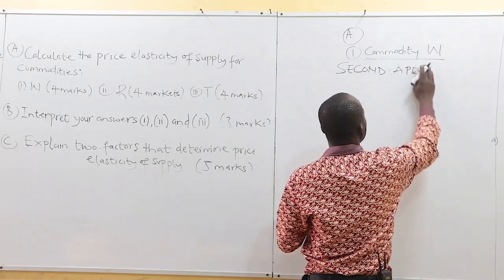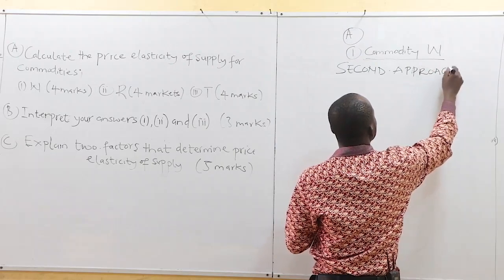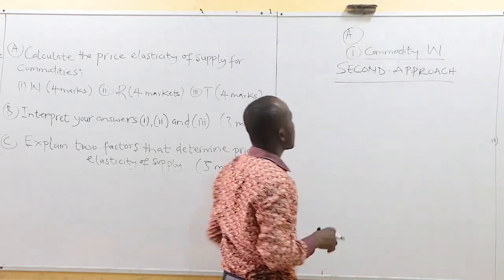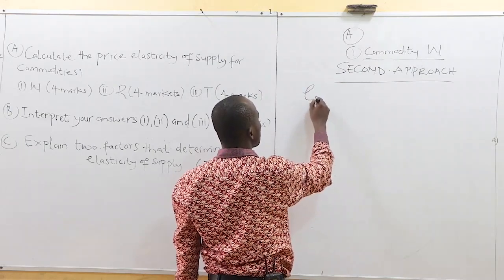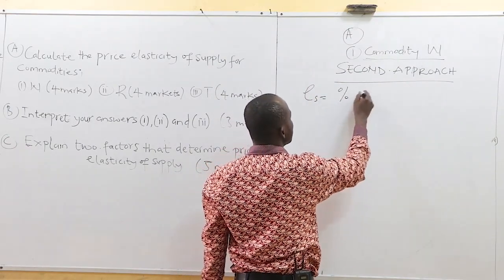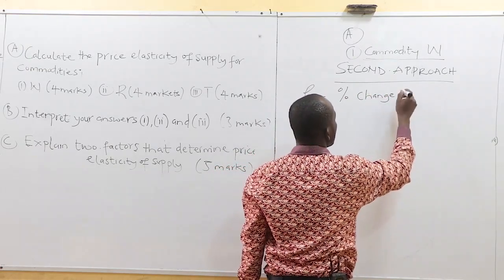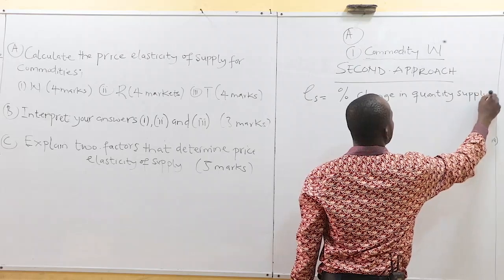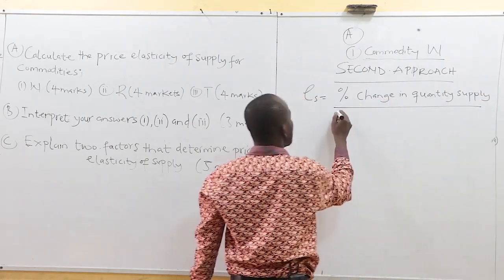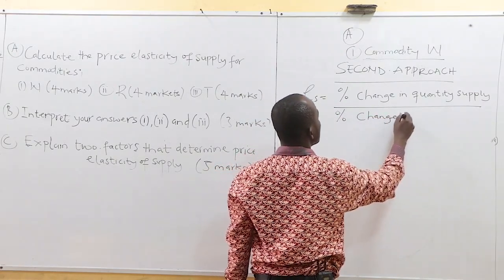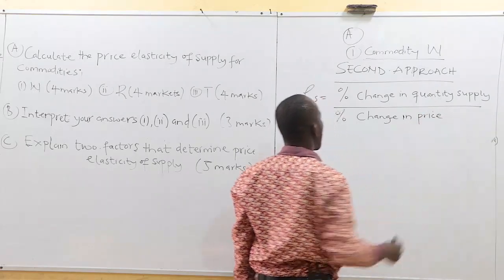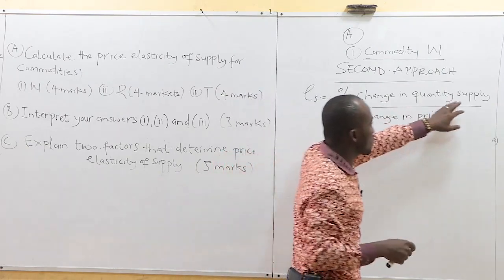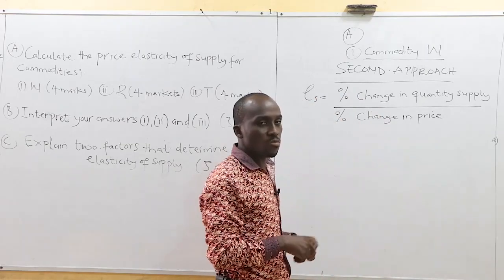The second approach, let's see, price elasticity of supply is the percentage change in quantity supply divided by percentage change in price. What's the percentage change in quantity supply?